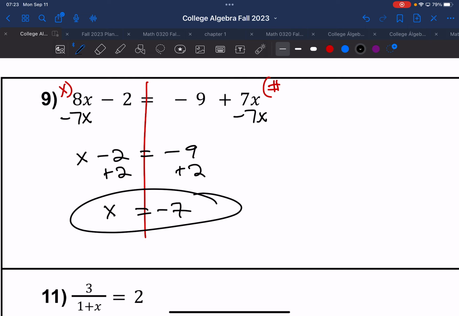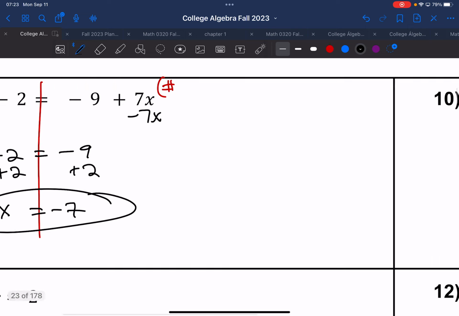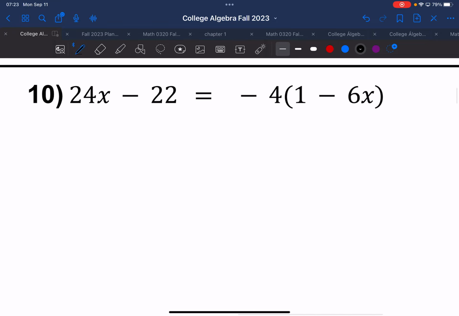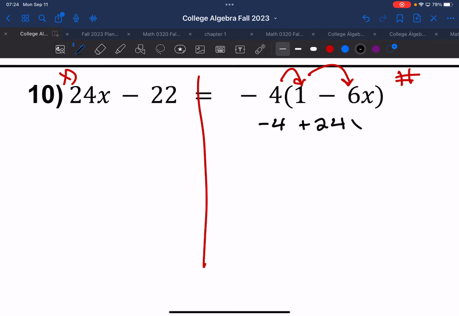Okay. Let's look at number 10. On number 10, we have something that we have to do first before we do anything else. What would that be? Good, that distribute. So we're going to distribute that negative 4 first. So I have negative 4 times 1, which is negative 4, and negative 4 times negative 6x, which is a positive 24x. I'm going to go ahead and bring down the other side of my problem as well.